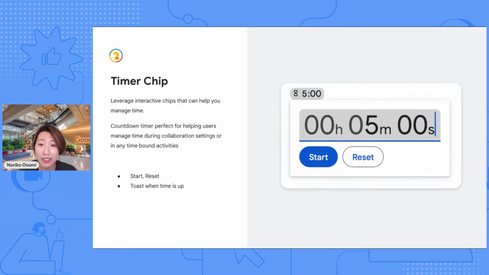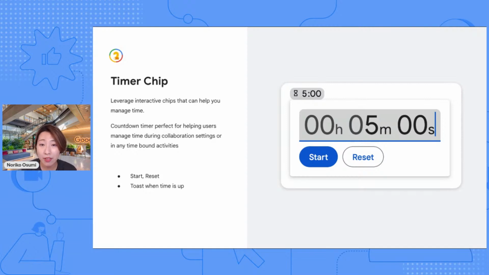And the next one is the timer chips. These are one of those interactive chips that I mentioned earlier today. Users can now click and add timers, and it's really great for what I've used in the past for brainstorming sessions and collaboration, where you essentially have breakout groups, right?